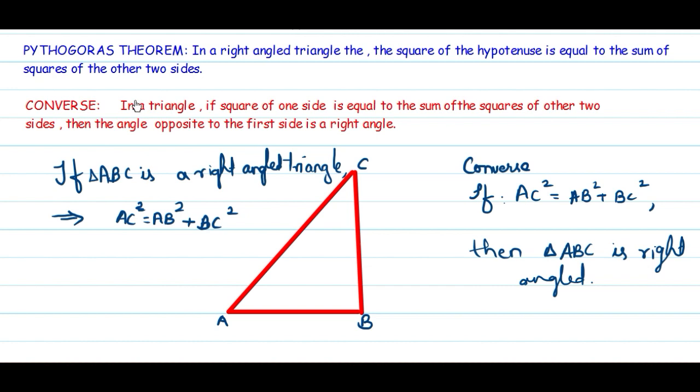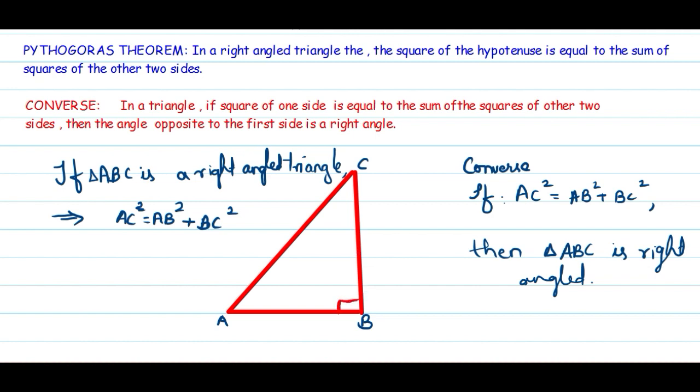The converse of the Pythagoras theorem states that in a triangle, see here, it was already known that it is a right angle triangle, but here we do not know that it is a right angle triangle. We are saying just in a triangle, if the square of one side is equal to the sum of the squares of the other two sides, then the angle opposite to the first side, here the first side is AC, is a right angle.